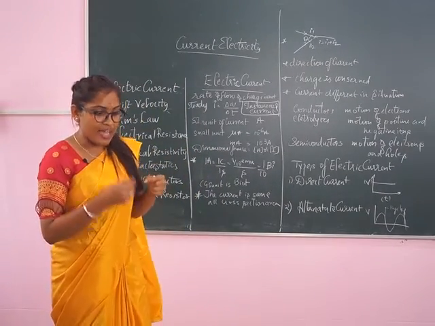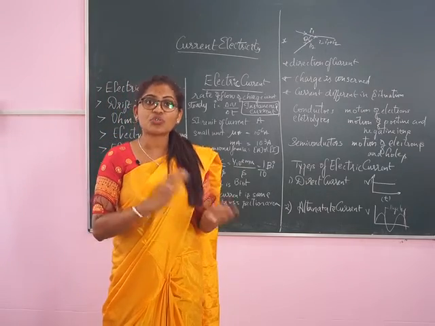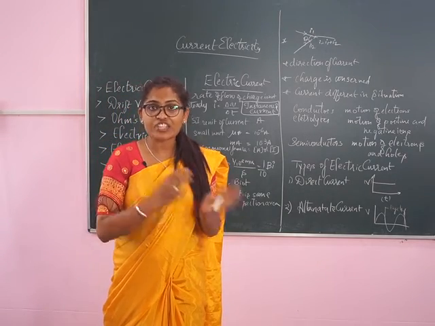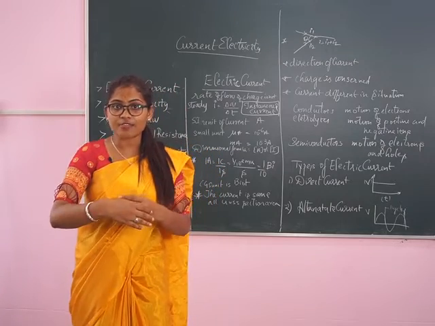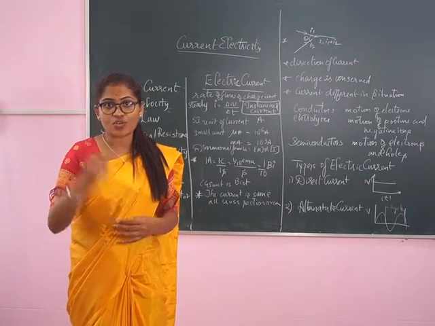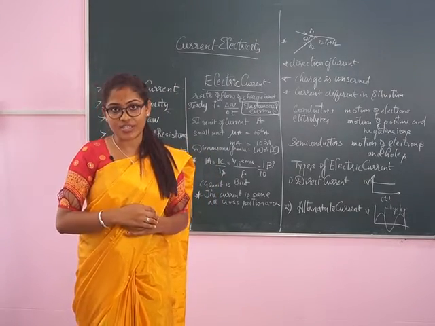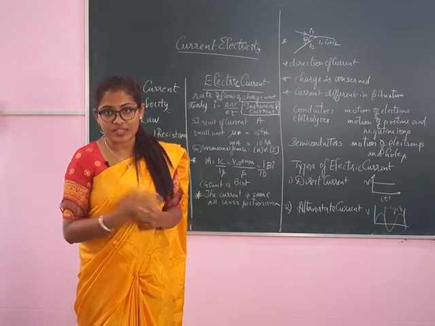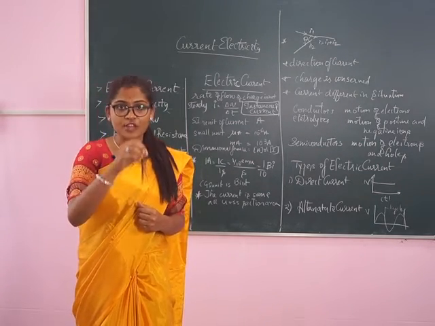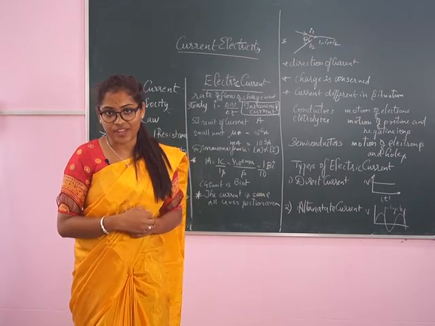Next, you have Ohm's law. You will know what exactly Ohm's law is. Ohm's law shows the relationship between voltage and current. Based on this voltage and current, you can derive the resistance. So you will study the electrical resistance and which factors it depends on. Based on that, you will again have a few problems.